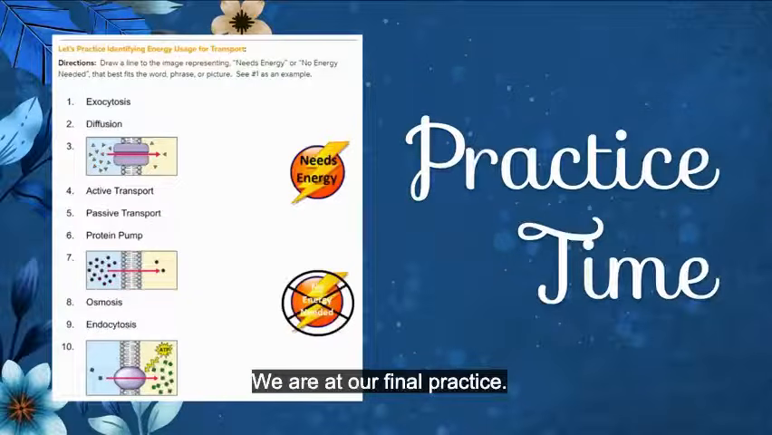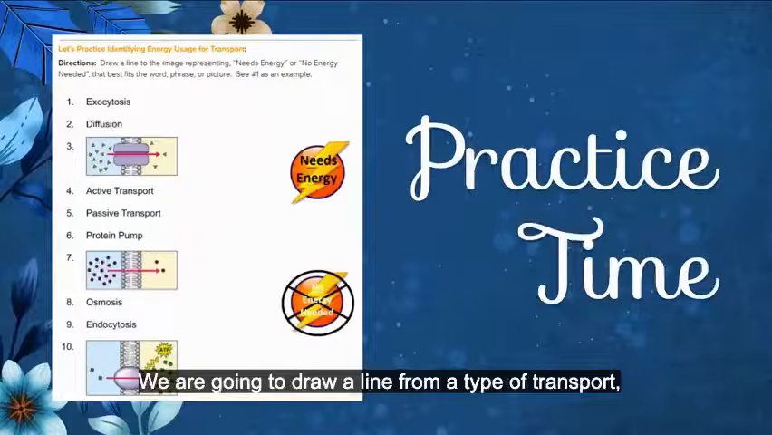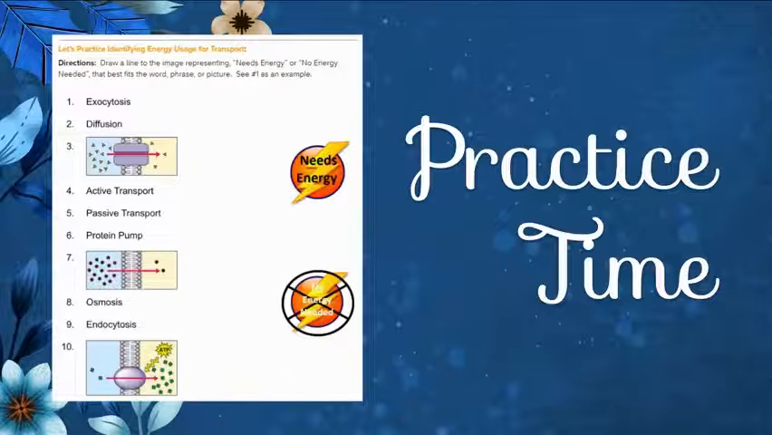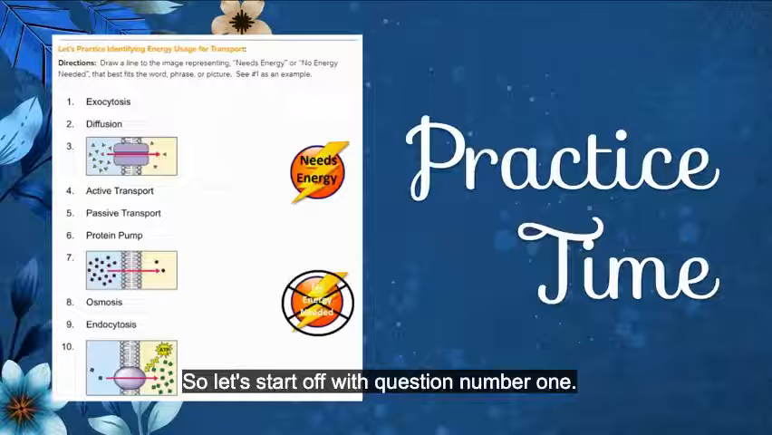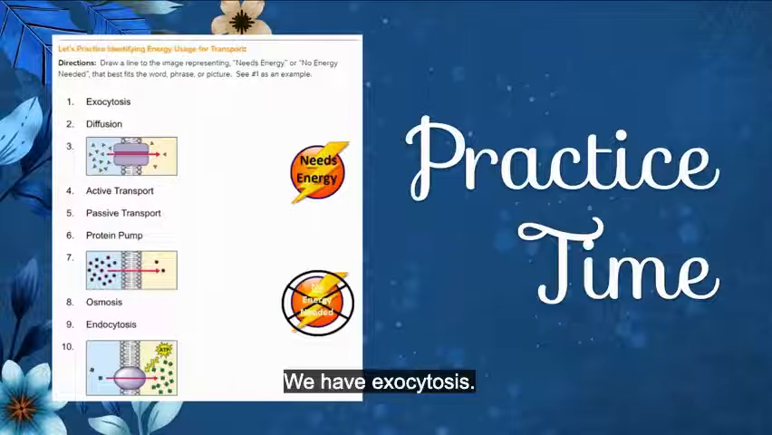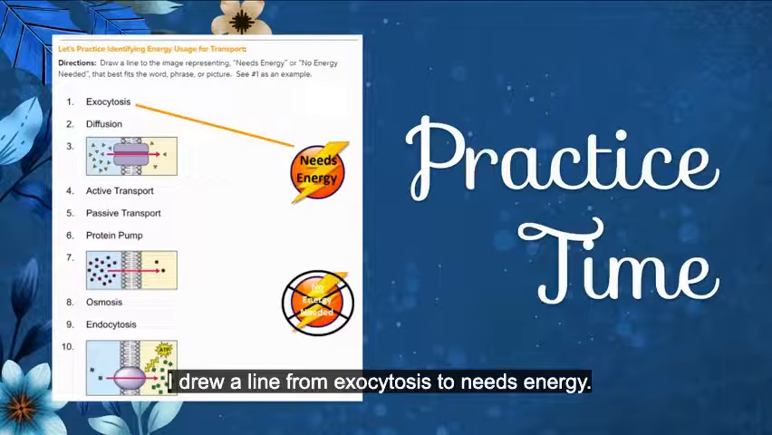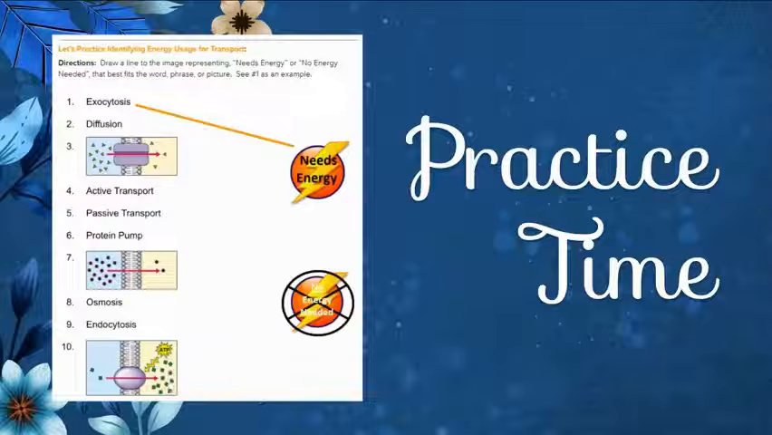We are at our final practice. We are going to draw a line from a type of transport, and then we are going to say whether or not it requires energy or doesn't need energy. So let's start off with question number 1. We have exocytosis. This needs energy. So I drew a line from exocytosis to needs energy.